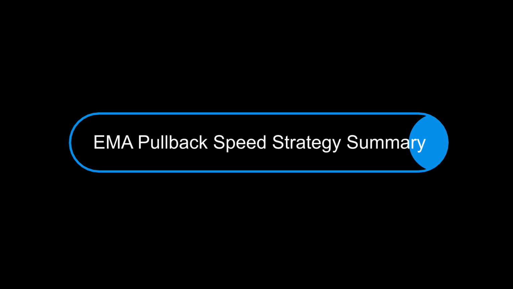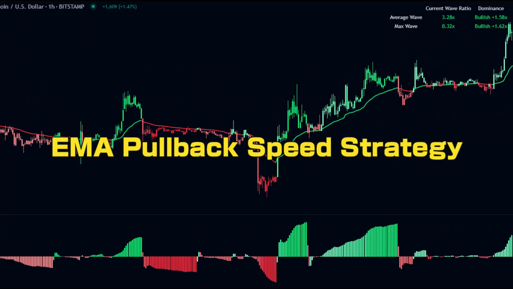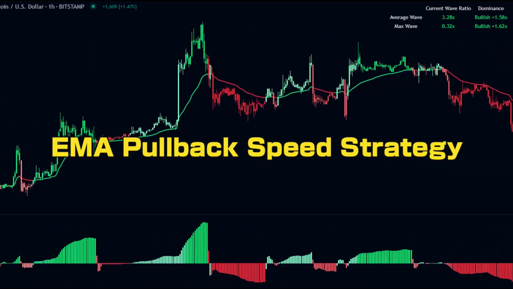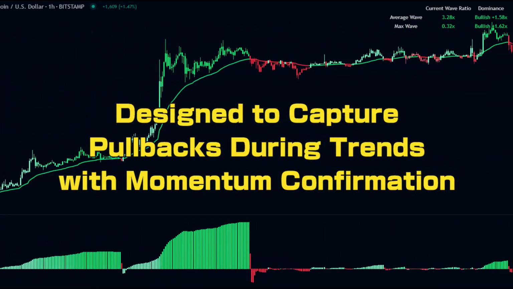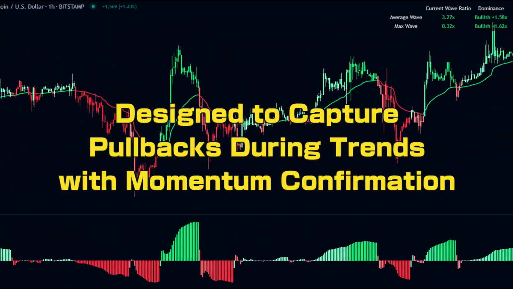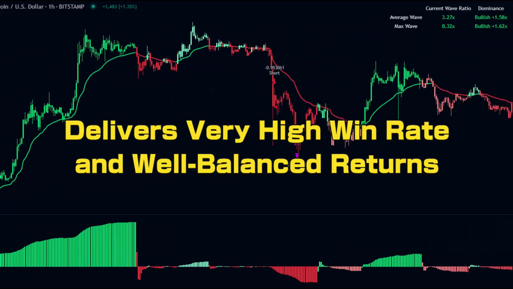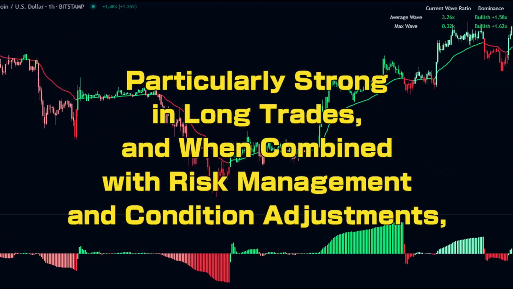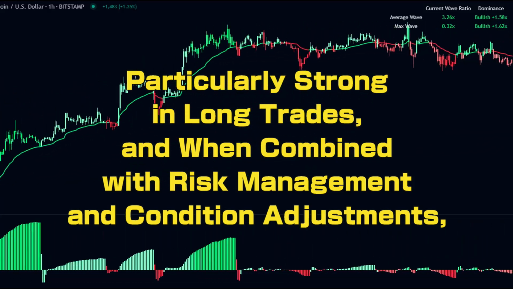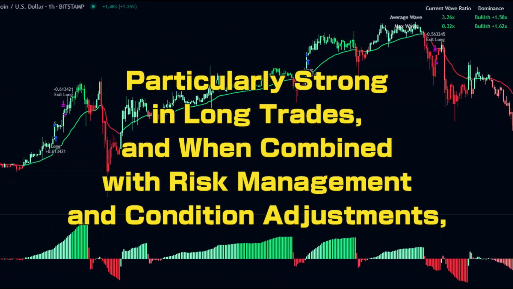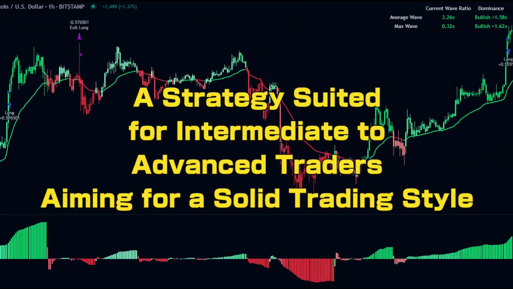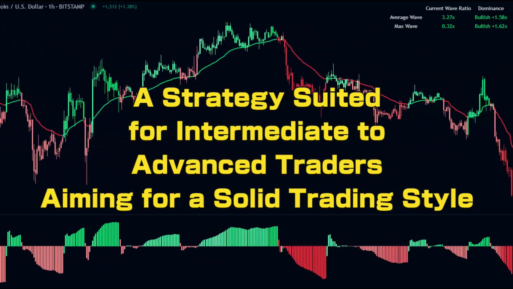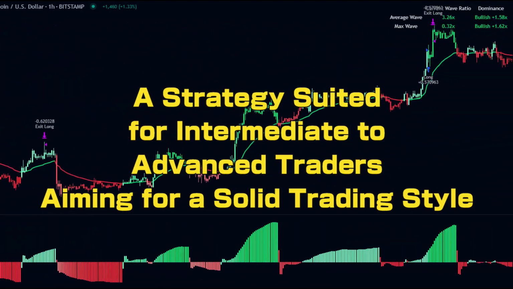EMA Pullback Speed Strategy Summary. The EMA Pullback Speed Strategy is designed to capture pullbacks within trends while factoring in momentum, achieving a very high win rate and well-balanced returns. It's particularly strong in long trades, and by combining it with proper money management and parameter tuning, this strategy is well-suited for intermediate to advanced traders aiming for a steady trading approach.